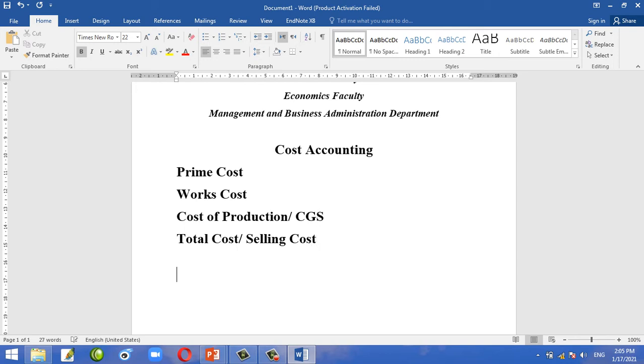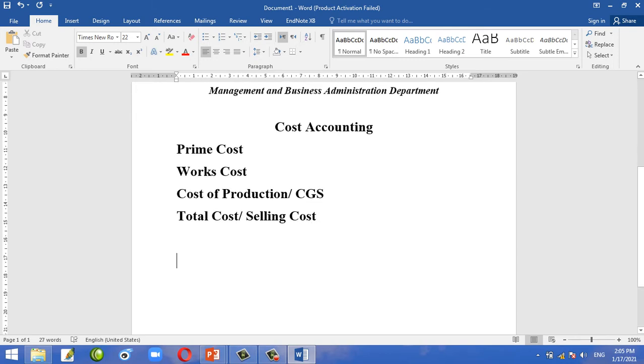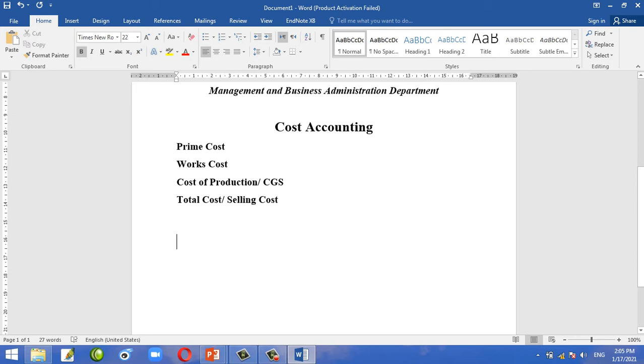So now come to the general formula of these kinds of costs. Now come to the prime cost. Prime cost is equal to direct material plus direct labor plus direct expenses. This one is called prime cost. I will write like this.